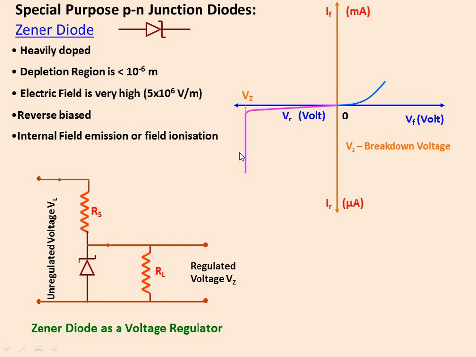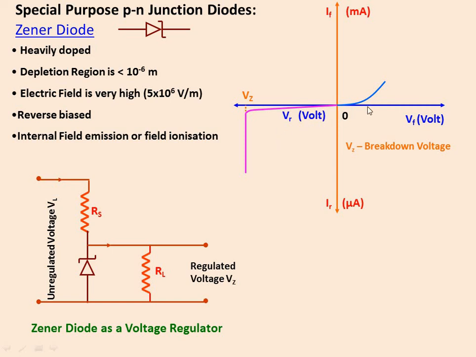Now because of this particular property, the Zener diode can be used as a voltage regulator. So first of all let us understand the VI characteristics, nothing but voltage versus current characteristics, so that we can see this clearly. Okay, the voltage current characteristics of Zener diode I am speaking about.